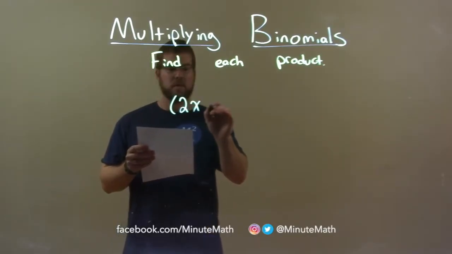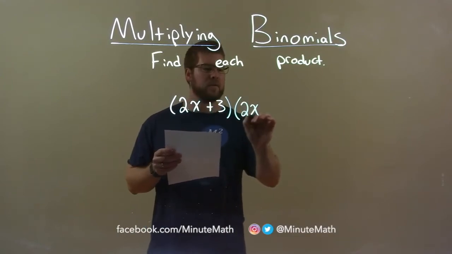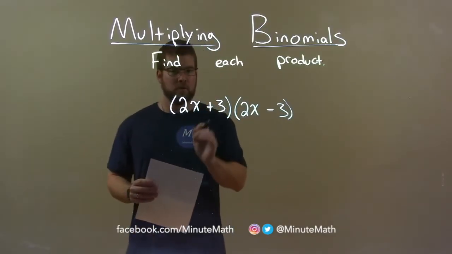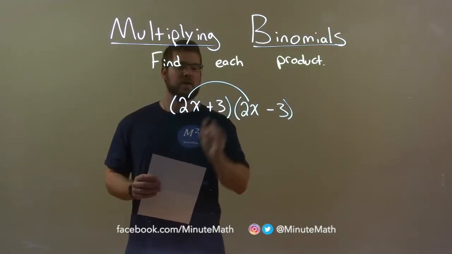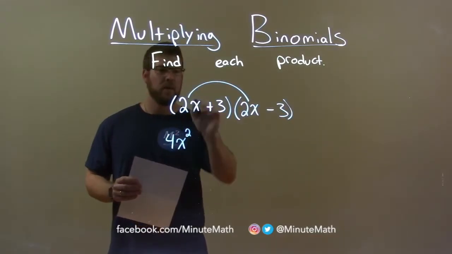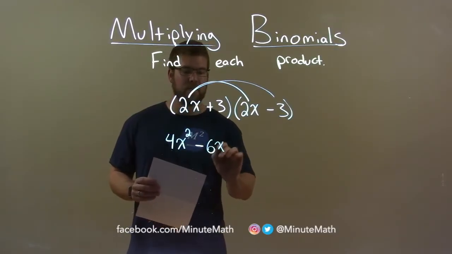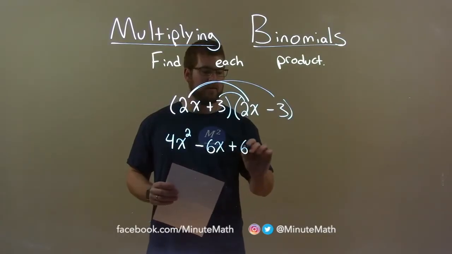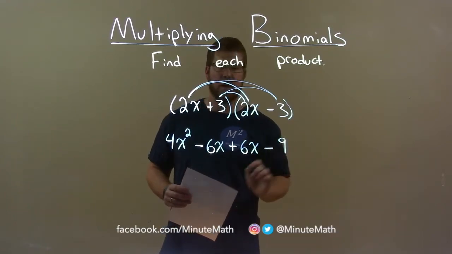2x plus 3 multiplied by 2x minus 3. We want to take all parts of our first parenthesis and multiply it by all parts of our second parenthesis. So 2x times 2x is a 4x squared. A 2x times a minus 3 is a minus 6x. 3 times 2x is a positive 6x. And a 3 times a minus 3 is a minus a 9.